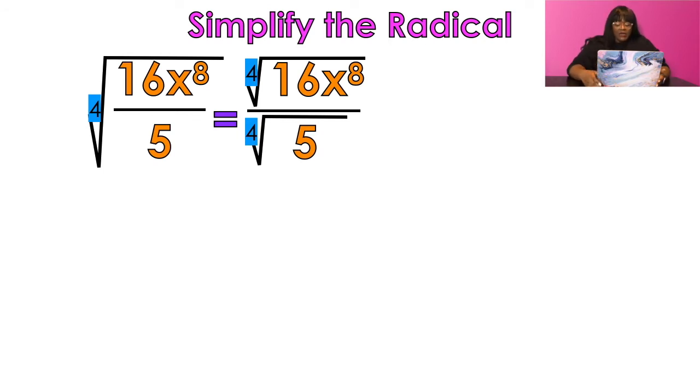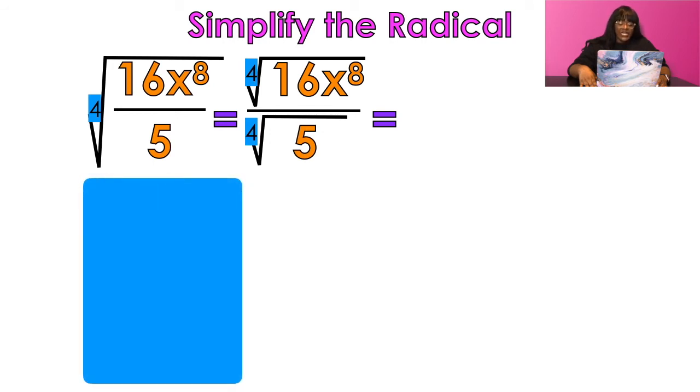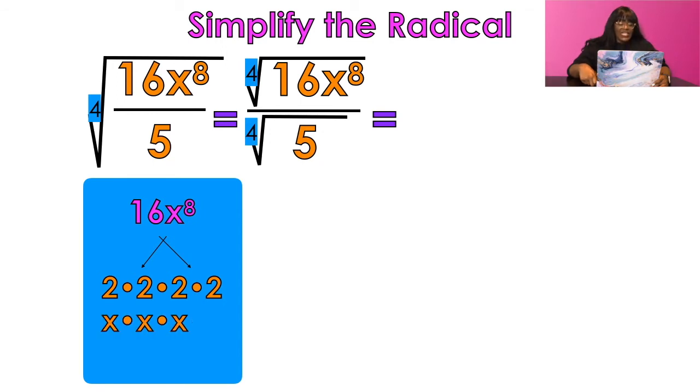So on the bottom, I have the fourth root of 5, which is not going to be even. So I'm going to have to get rid of that. But before I get rid of that, I'm going to simplify 16x to the 8th, because it's under a radical, and I need to see if it can be simplified. So 16 is going to turn out to be 2 times 2 times 2 times 2. And then those 8 x's. And I'm looking for groups of 4, because it's a fourth root problem.